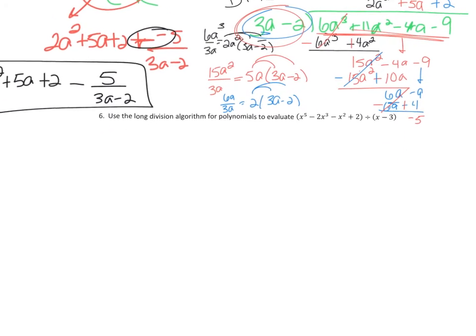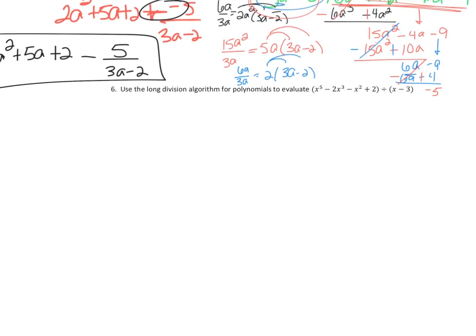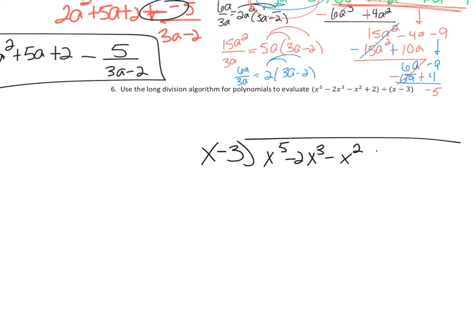Okay. So it says, use the long division algorithm, which is just long division, to evaluate this. So I'm going to put x minus 3 on the outside, divided by x to the 5th minus 2x to the 3rd minus x squared plus 2. Now be mindful that we do have missing exponents in here, missing a 4th and an x. So just make sure you line them up correctly when you're doing it.